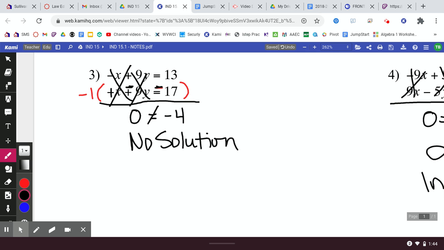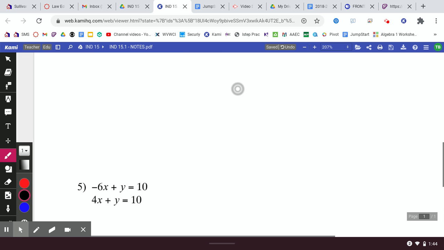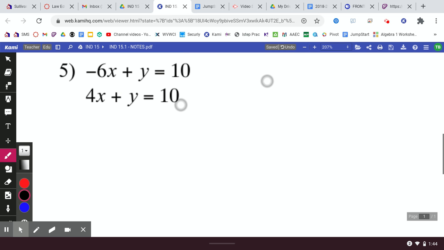So if your signs are not opposites, they won't cancel each other out. They have to be the opposite number. They have to be the same number but opposite signs. All right, let's look at one more example.